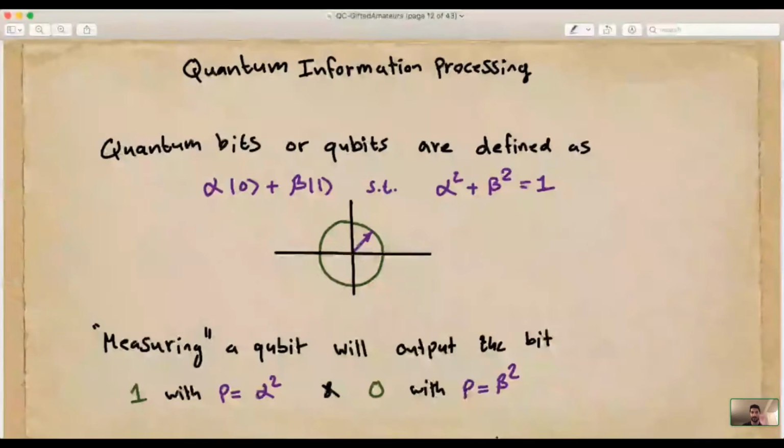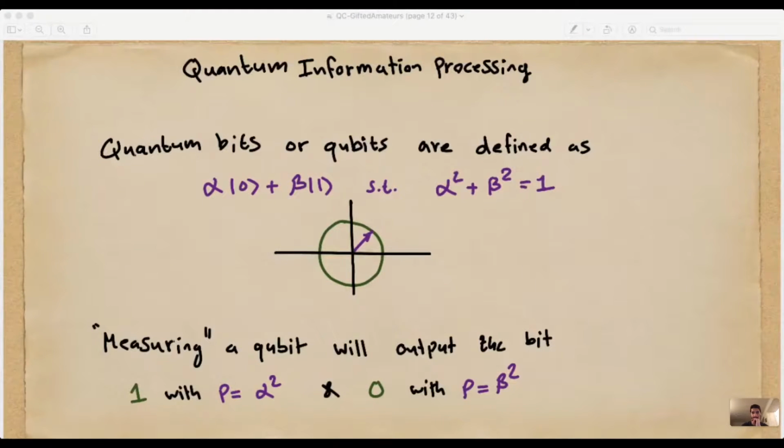Any questions so far? Oh, we had one question in the chat over here. The person just asked, what is the difference between asking Google to pick a random number and a quantum computer picking a random number?